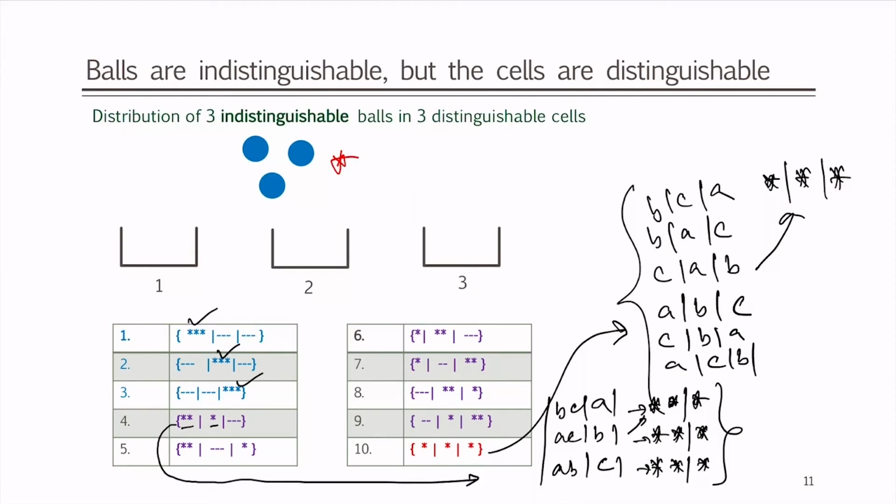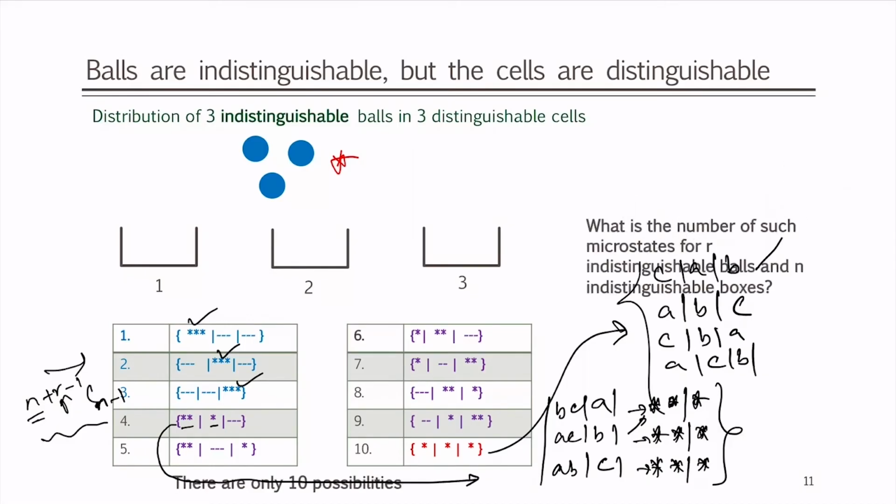So, therefore, now 27, which was earlier n to the power r, has become now only 10 possibilities, and you will see that the number of such arrangements is n plus r minus 1 choose n minus 1, where n is the number of cells and r is the number of balls. We will discuss this a little bit more in detail later on, because this is very important, and we will come back to that. For the time being, we just wanted to show you how it looks.